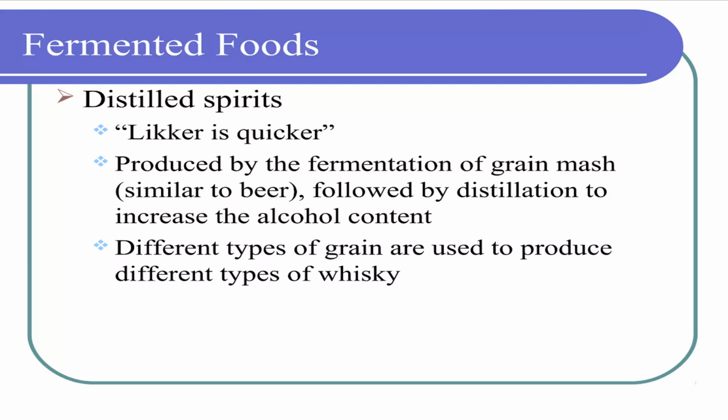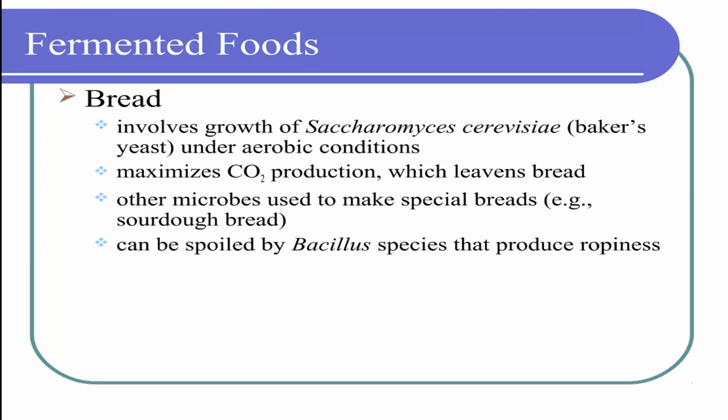Distilled spirits. Liquor is produced by the fermentation of grain mash, similar to beer, followed by distillation to increase the alcohol content. Different types of grains are used to produce different types of whiskey.